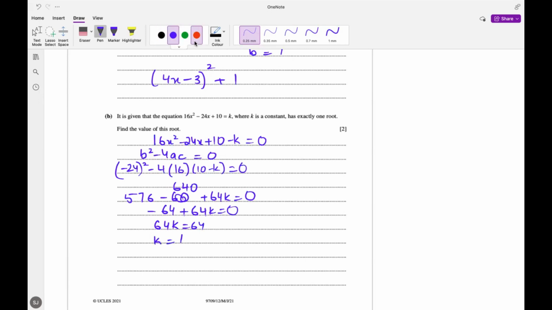Now, once we have the value of k, we can factorize the equation to find the value of x. So the equation was 16x squared minus 24x plus 10, and this was minus k, so this will become a minus 1 equals 0. So we'll write 16x squared minus 24x plus 9 equals 0. Factorizing this using our calculator, we'll get the value of x as 3 upon 4.